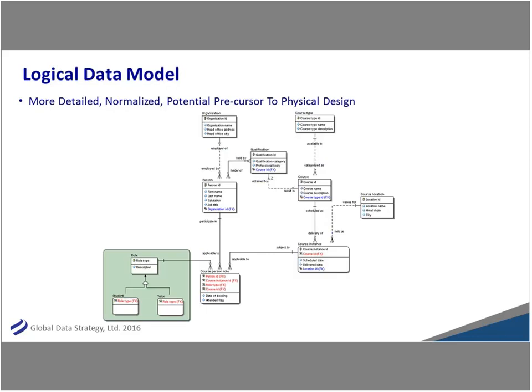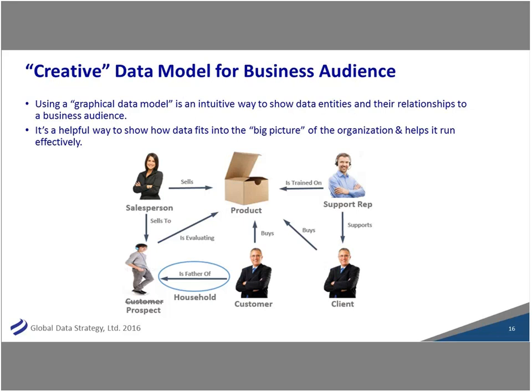At the logical model level, that's where you are getting more technical. So yes, you do want to have your keys and your data types and your full cardinality, and probably start normalizing. It's doing two things: it is defining business rules, and it is often a precursor to that physical design. I'm not going to go down to the physical model level.